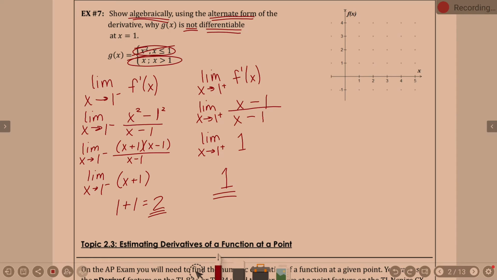Okay. What did we just discover? They're not equal, are they? 2 is not equal to 1, so these limits were not equal to each other. The directions were to show algebraically why it is not differentiable. Have we done that? Yeah, we did that by looking at the derivative of the left and derivative of the right. We found different derivatives. Now, graphically, can you graph this with me?